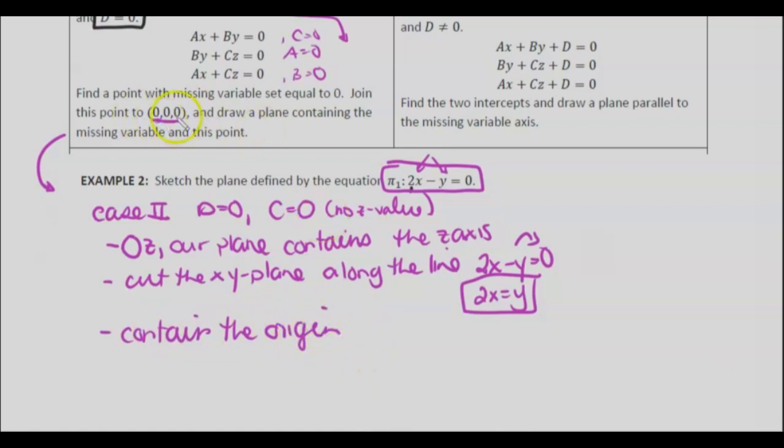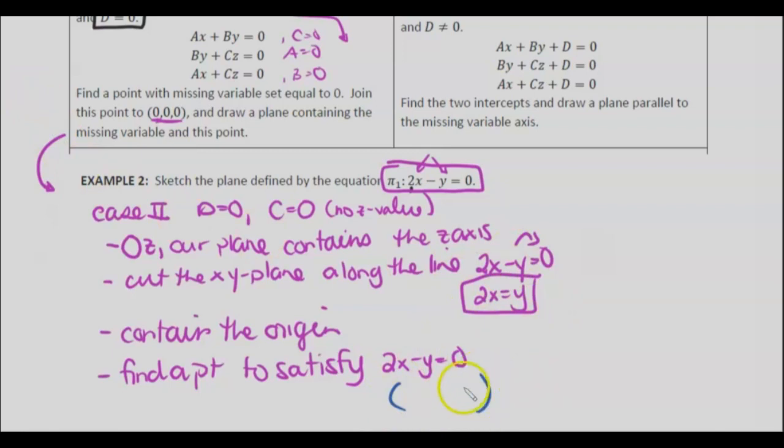Right? So the point 0, 0, 0. So all we need to do is find a point to satisfy 2x minus y equals 0. Okay, so we can plug anything in here. So let's just simply plug in. We know that the z is going to be 0. So let's just plug in a 1 for x.